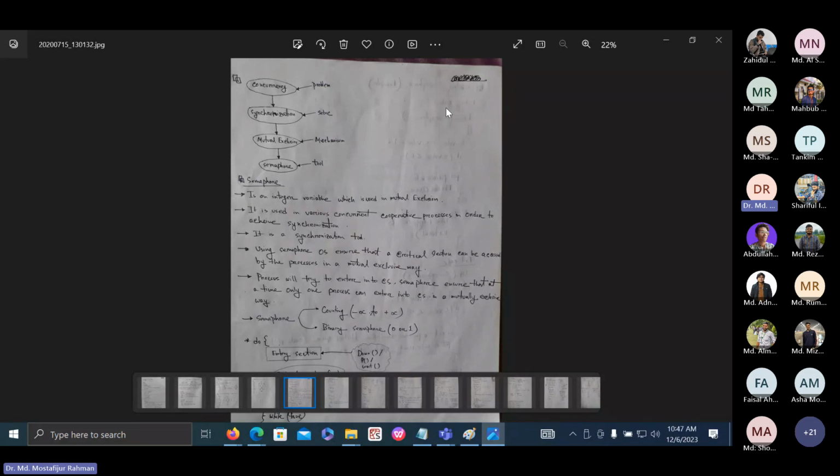It is a tool, and through this semaphore, a process is controlled as to whether it can get access to the critical section or not. This is the explanation. There are two types of semaphore. One is the counting semaphore, from minus infinity to plus infinity. That means -1, -2, -3, -4, then 0.